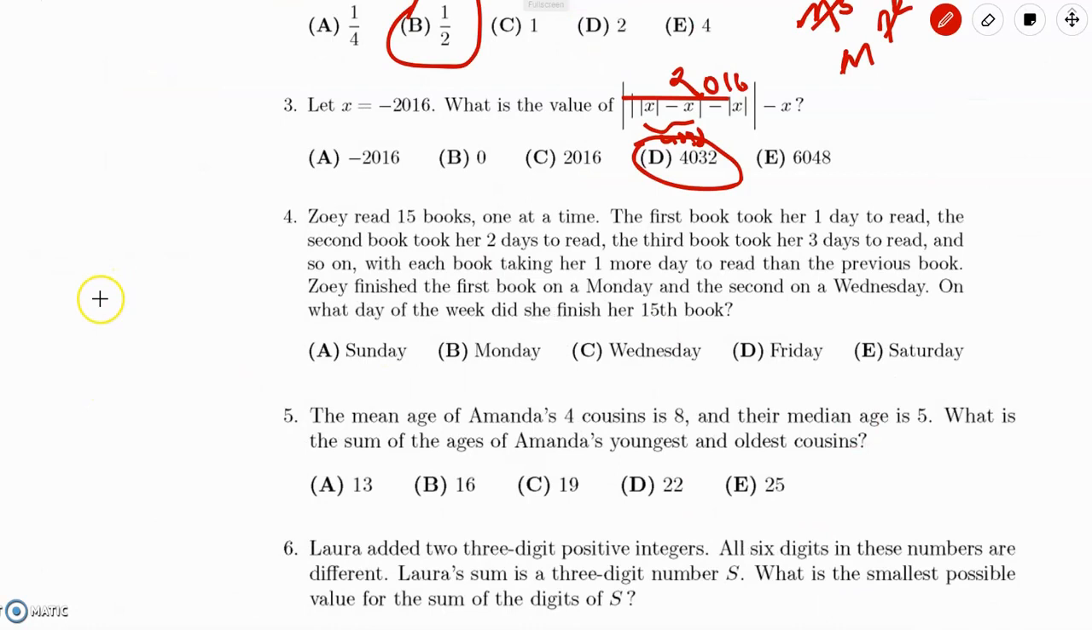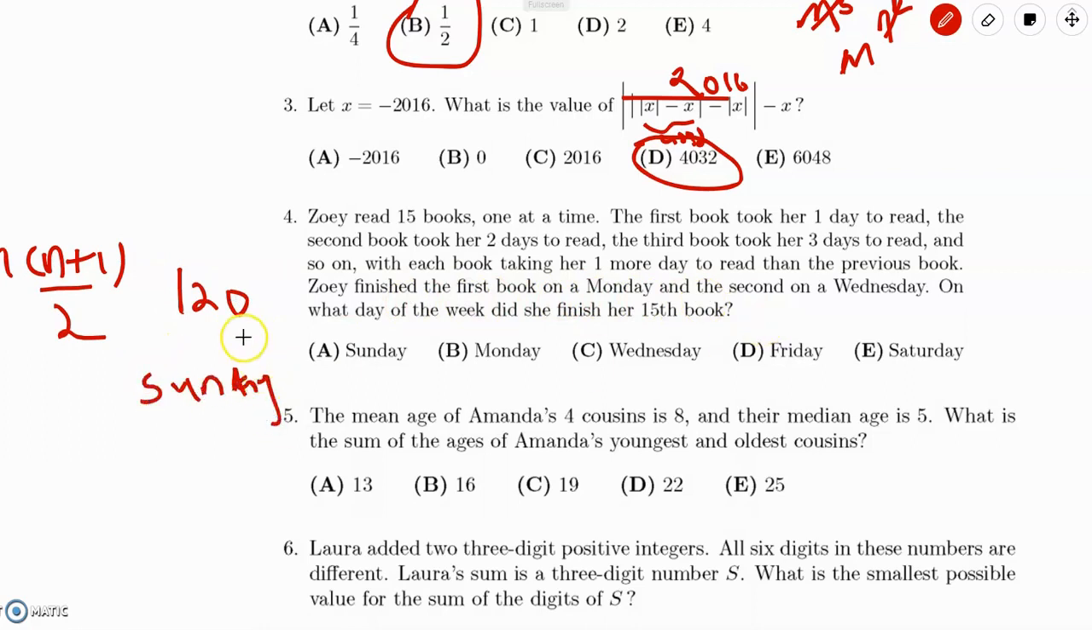So essentially, after she reads n books, it takes her n times n plus 1 over 2 days. And if n equals 15, this is just 120 days. And she starts on Sunday, since she finishes the first book on a Monday. So Sunday, and then 120 days after Sunday is what we want. Week cycle, mod 7, so 120 mod 7 is equal to 1. So it's just 1 day after Sunday, which is Monday.